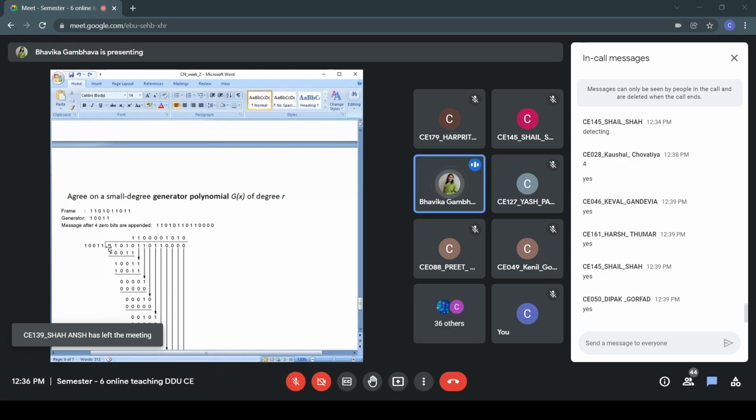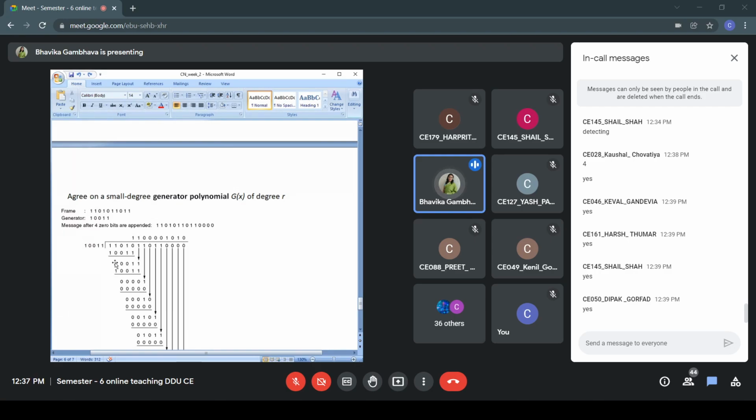Then we will see here. We will consider the first 5 bits because the generator is 5 bits long. If the highest bit is 1, then you will multiply with 1, and you will be writing this generator polynomial here, 10011. And between them, we perform the XOR operation. The remainder for this operation was 1001. This 1 will be taken down.